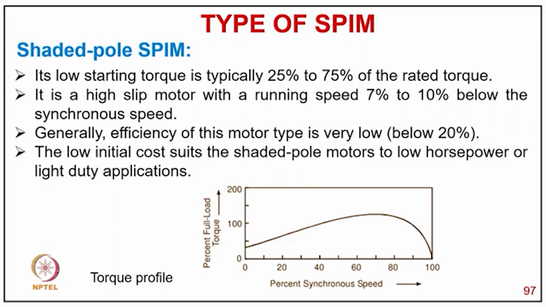So it has a low starting torque, typically 25 to 75% of rated torque, and it is a high slip motor with the running speed 7 to 10% below the synchronous speed. The efficiency of this motor is generally very low, of the order of 20%, and the low initial cost suits the shaded pole motor to low horsepower or light duty applications.